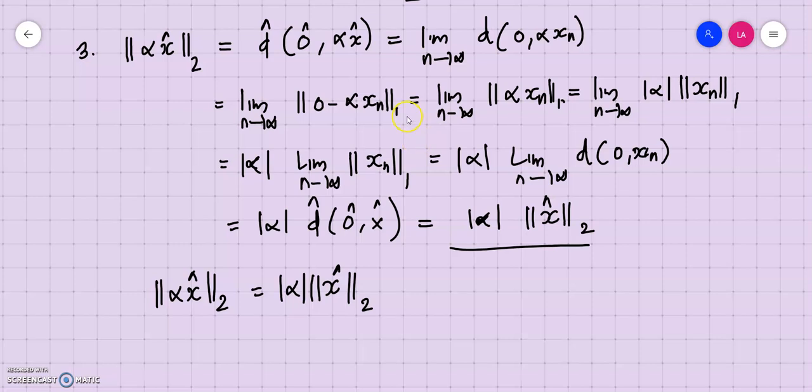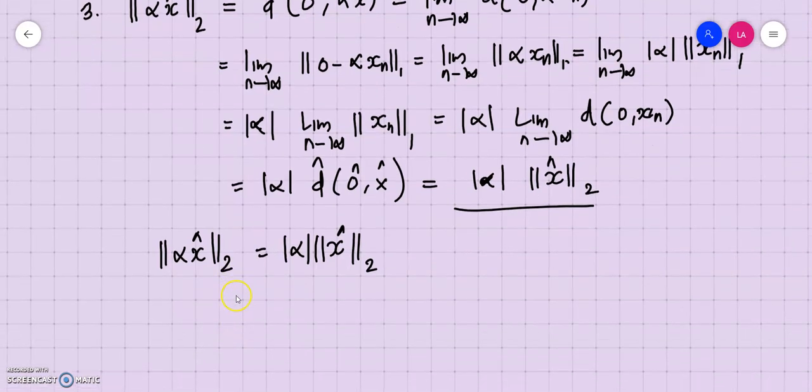Keep in mind that here we are using norm 1 because alpha xn is an element in capital X. So the corresponding norm should be equal to norm 1. So keep in mind that. So we have proved the third property. Now moving on to the fourth and final property of the normed space.